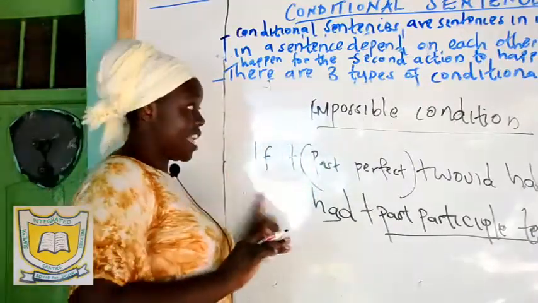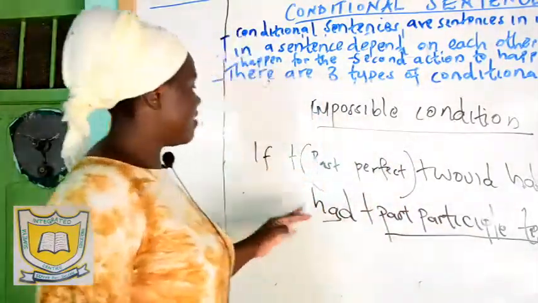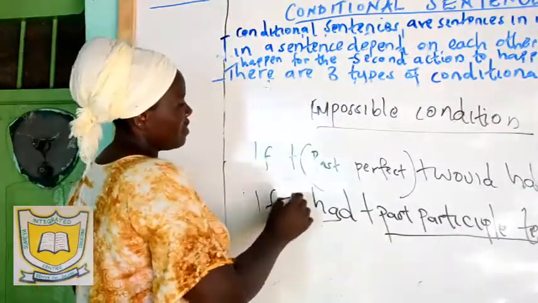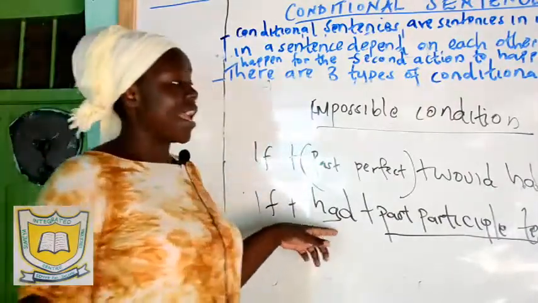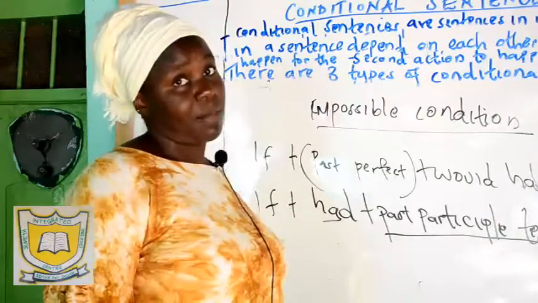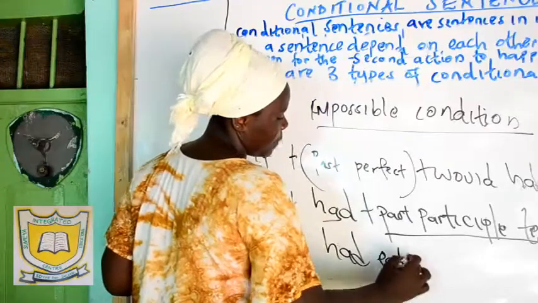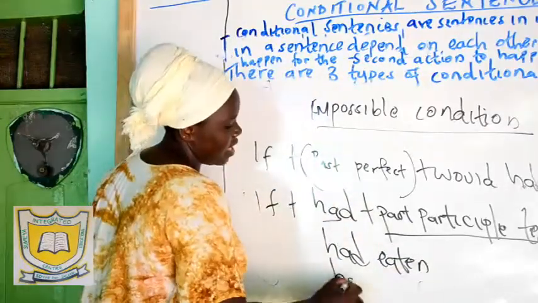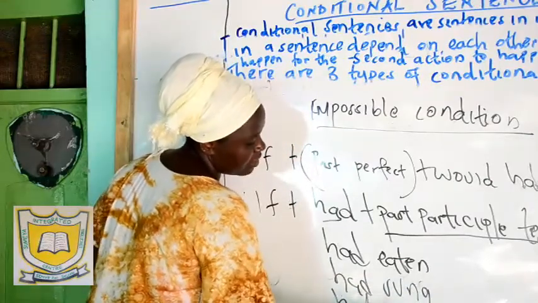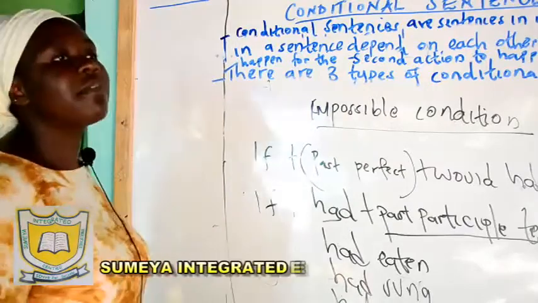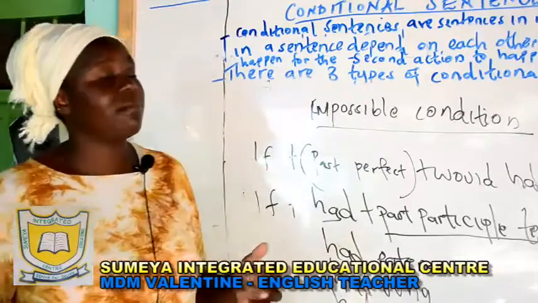So the impossible condition, people should know this, is formed by if plus a past perfect plus would have. Very different. What did I say is a past perfect? Past perfect tenses are formed by had plus a past participle. So if I have something like had eaten, had sung, or had swum, especially when it comes to irregular verbs, most people do not know when to use the past tense and when to use the past participle.